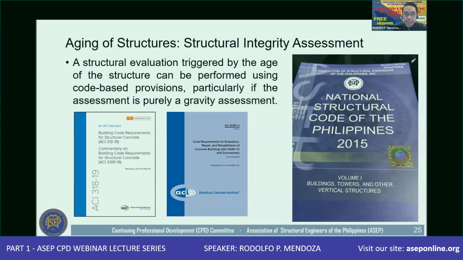Now, the ACI 562 is also performance-based in nature, and it also refers to the ASCE 41 if you are conducting a seismic evaluation. ACI 562 has its own set of load combinations as well as reduction factors, so it can be used as a standalone standard in evaluating an existing structure.